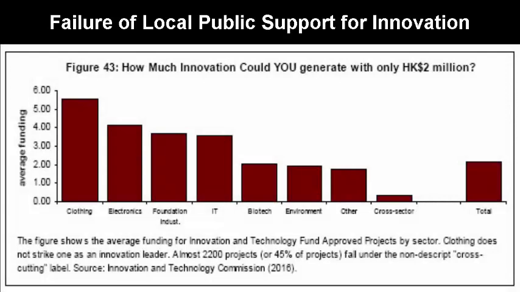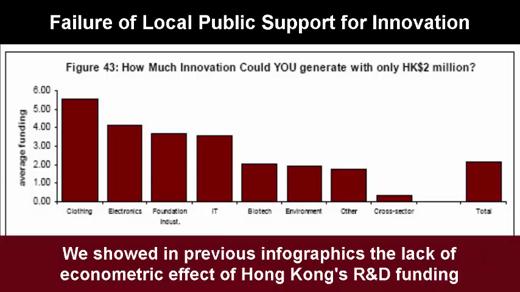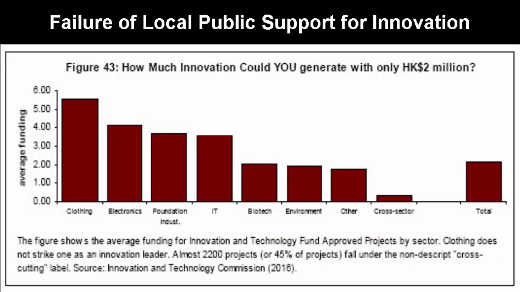Hong Kong's own policy failures in the area of innovation tend to underscore the broader failure of subsidization and support to innovation policy in the region. The infographic we see in front of us shows the average funding from Hong Kong's Innovation and Technology Fund by sector. And despite public pronouncements that the fund supports new and innovative sectors, we see that the clothing sector attracted the highest amount of average funding from the fund.